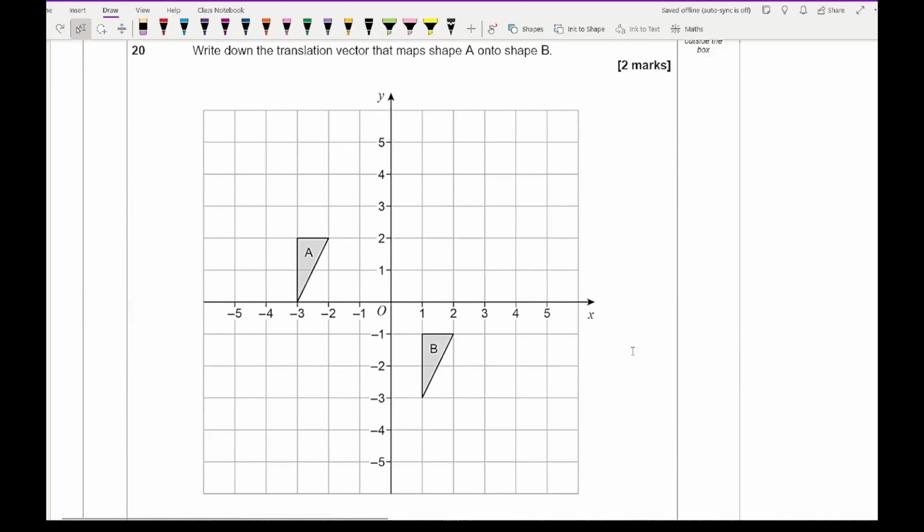Moving on to question 20, it says write down the translation vector that maps A onto B. So we want to go from A to B. Looking at the translation vector, if you pick a point, I want to go from that point to this point here. Going across first, I've got 1, 2, 3, 4. And then I'm going down 3 boxes, so it's going to be 4, minus 3.